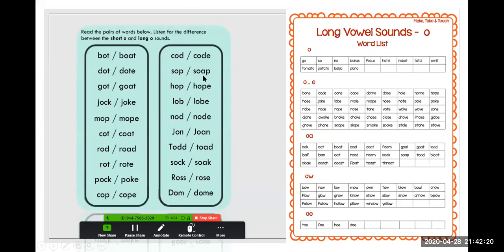Then we have code, soap, hope, lobe, node, nod. It's to do this. You nod. When you nod, it's when you do this movement on your face. That's to nod. Okay.